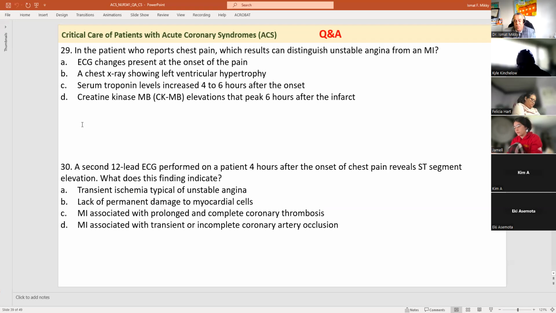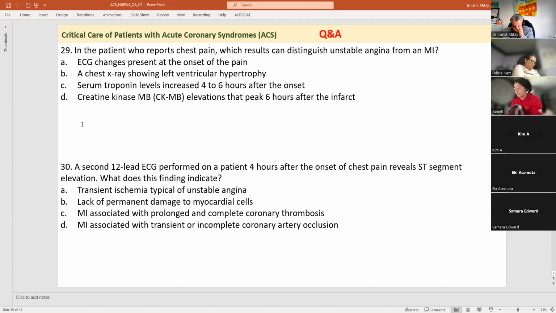30. A second 12-lead ECG performed on a patient 4 hours after the onset of chest pain reveals ST segment elevation. What does this finding indicate? So ST segment elevation, remember we said ST elevation? It's C, right? So MI associated with prolonged and complete coronary thrombosis, acute MI, right?